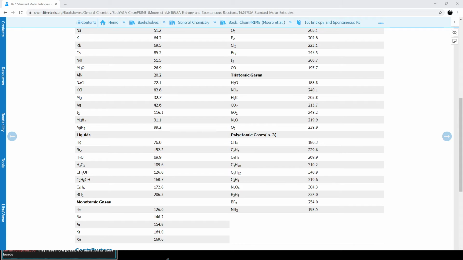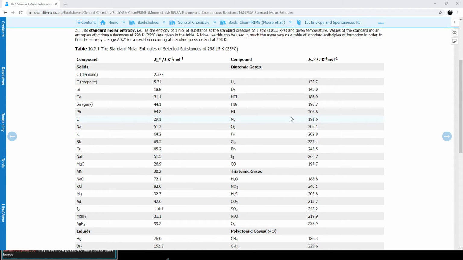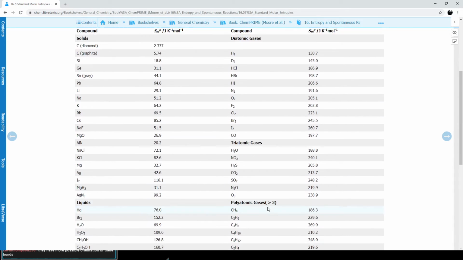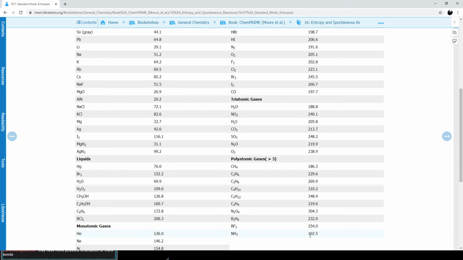And so we can see here, we're looking at diatomic gases. So nitrogen is 191.6. These often take the units joules per mole Kelvin, just like we had kilojoules per mole for the delta H's. This time we do have the Kelvin factor in there. Hydrogen also? Oh, it's up here. 130.7. And then ammonia is going to be here in our polyatomic gases. It's 192.5.